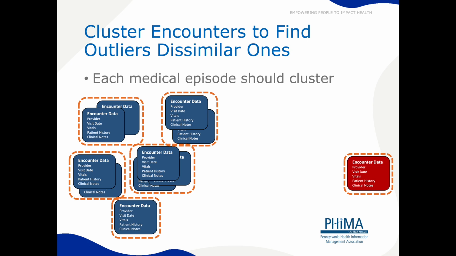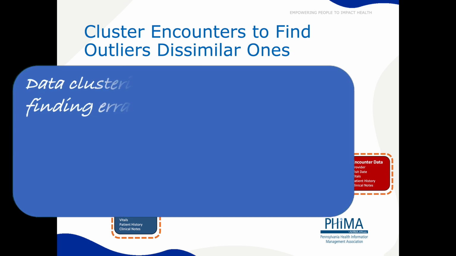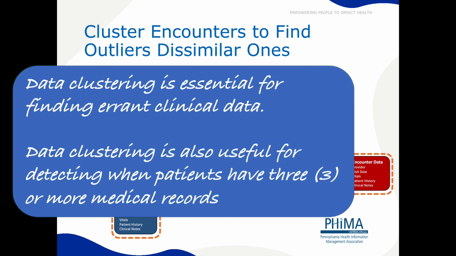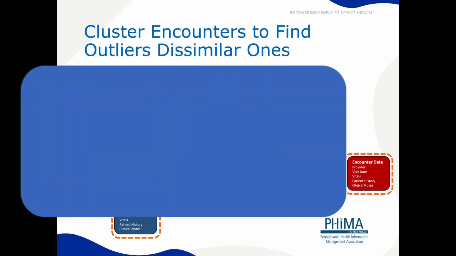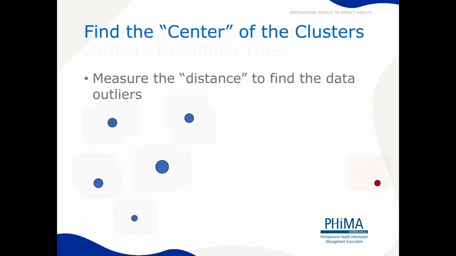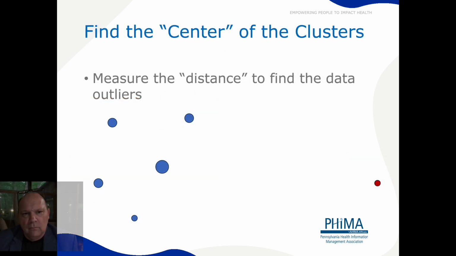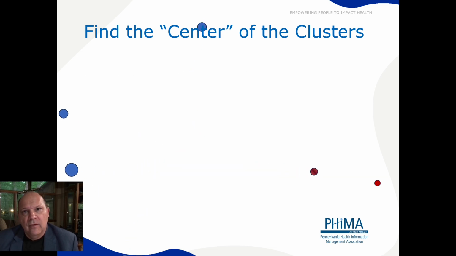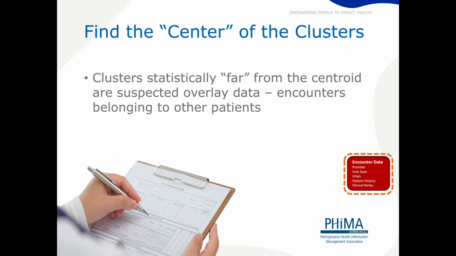Let me give you one more detail. Data clustering is an important concept mathematically to finding dissimilar encounters. It's also important for finding patients that have more than one duplicate record as well, but very few vendors or organizations use data clustering, yet it is critical for analysis such as deduplication as well as finding encounters that don't belong. We then calculate what's called the center, or the centroid, of the cluster and do an analysis to see which clusters are far away from the others. And that's the data we investigate in terms of suspected overlay data.